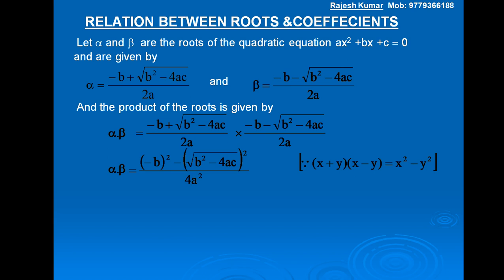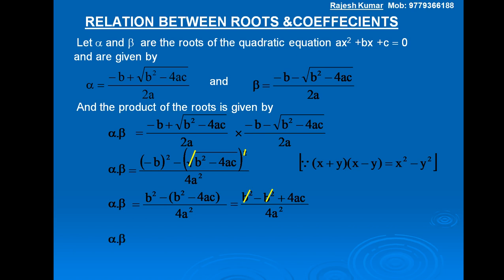Here x is equal to minus b and y is equal to square root of b square minus 4ac. So alpha into beta is equal to b square, as minus b square becomes plus b square, minus, square root and square cancel each other. We get minus, within the bracket, b square minus 4ac, whole upon 4a square. Now in the numerator open the bracket. This is equal to b square minus b square plus 4ac whole upon 4a square. Now plus b square minus b square cancel each other.